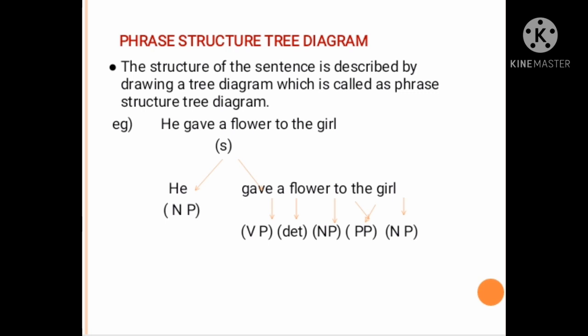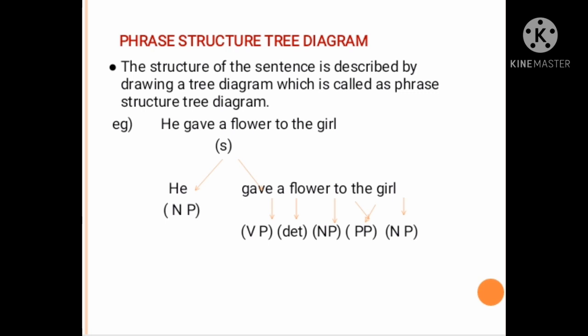A phrase structure tree diagram describes a sentence by using a tree diagram. It is similar to the labeling method introduced by Michael Halliday. For example, he gave a flower to the girl. Divide the sentence into subject and predicate. He is the subject. Gave a flower to the girl is the predicate. And label he as noun phrase, gave as verb phrase, a is determiner, flower is noun phrase, to the is prepositional phrase, and girl is noun phrase.